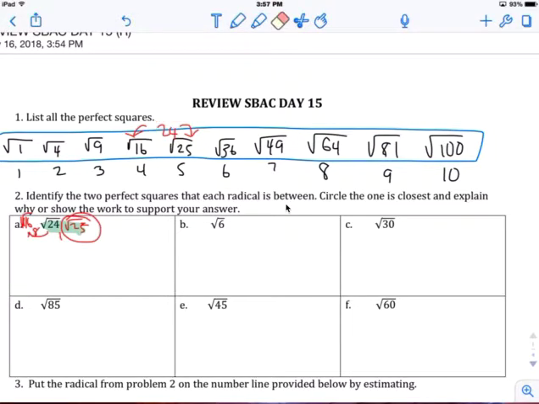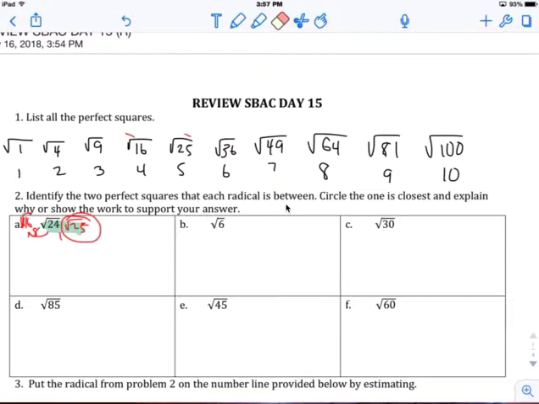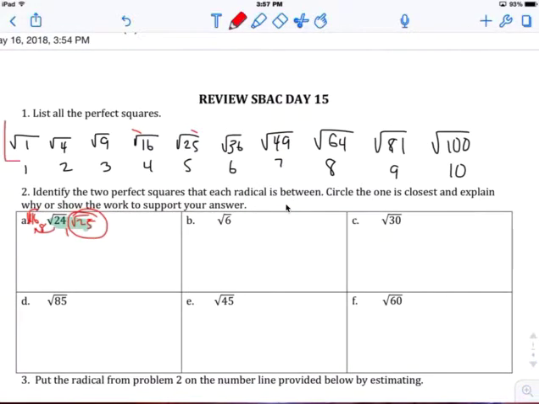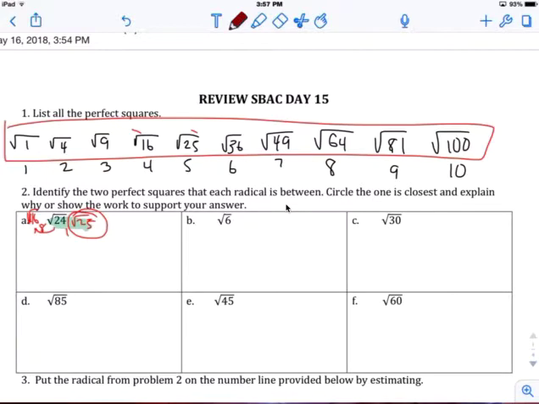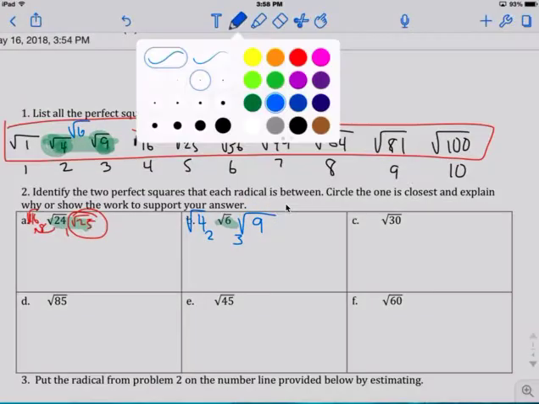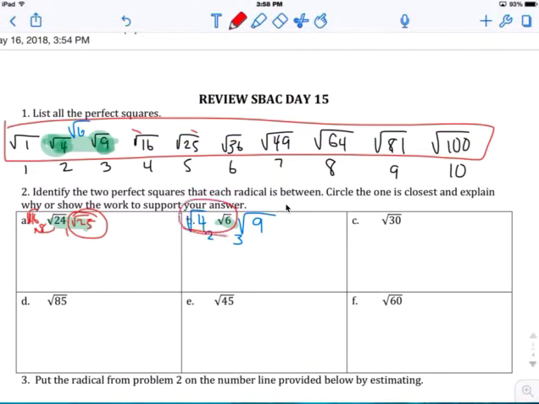Square root of 6. Let me erase that. Square root of 6, looking at here. Square root of 6 is in between square root of 4 and 9. 6 is between 4 and 9. So square root of 6 would go right there. Therefore, 4 and 9 is in front. It's closer to 4. It's only 2 away. So 6 is closer to the square root of 4.